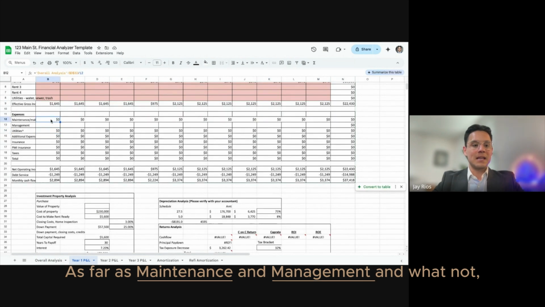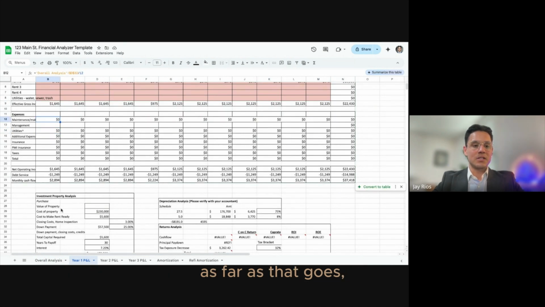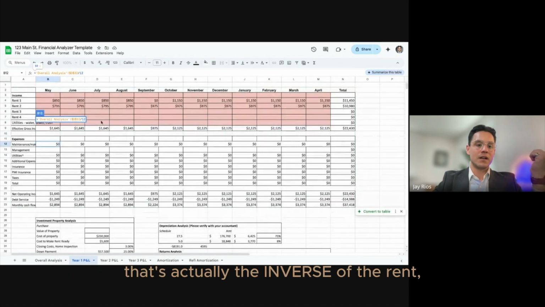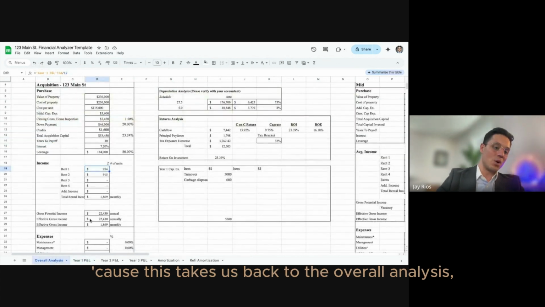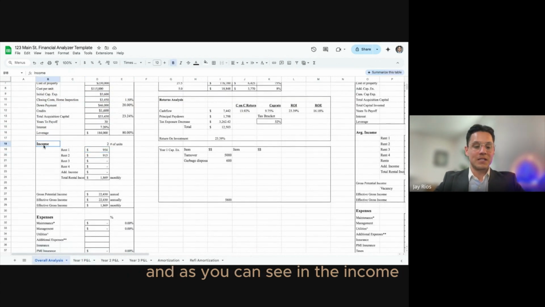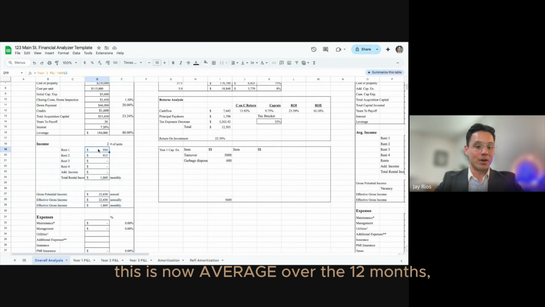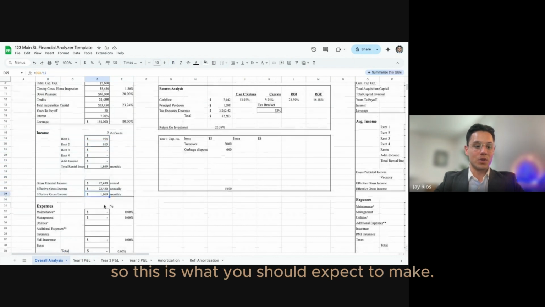As far as maintenance and management and whatnot, that's actually the inverse of the rent because this takes us back to the overall analysis. And as you can see in the income, this is now averaged over the 12 months. So this is what you should expect to make.